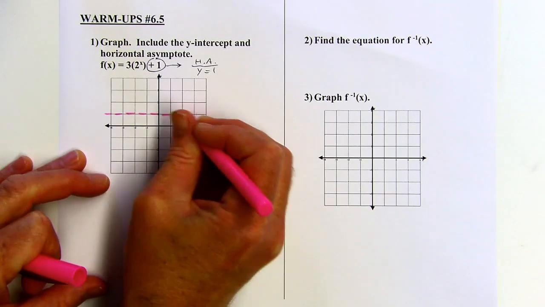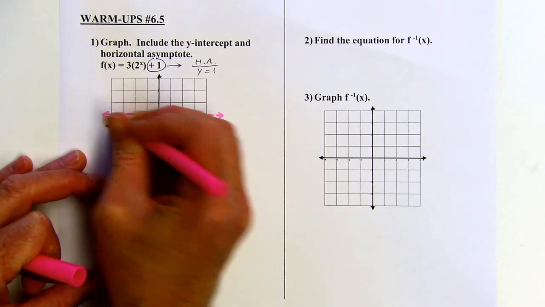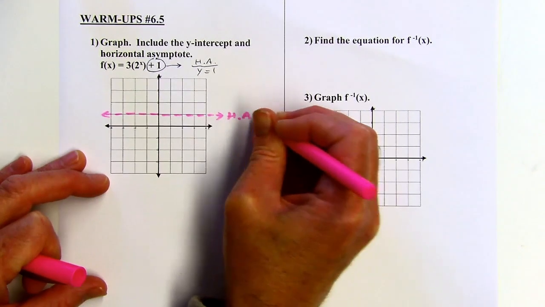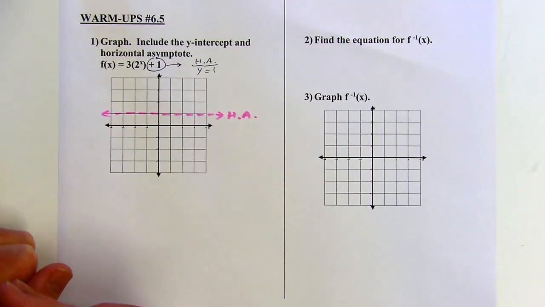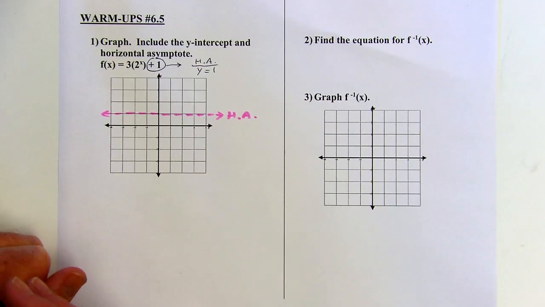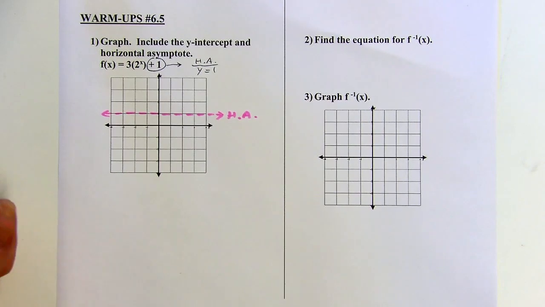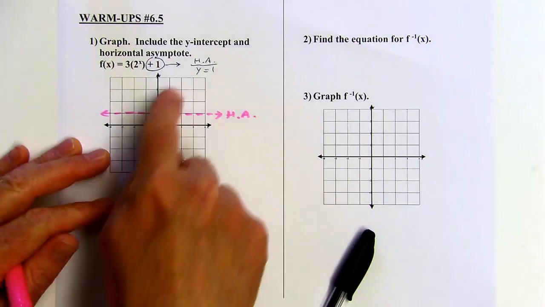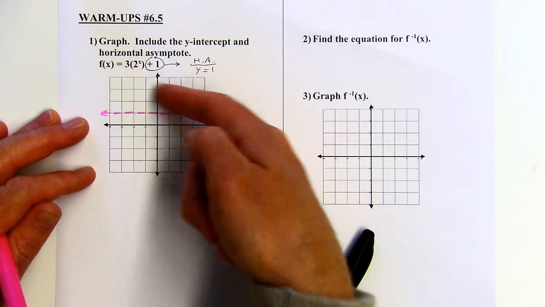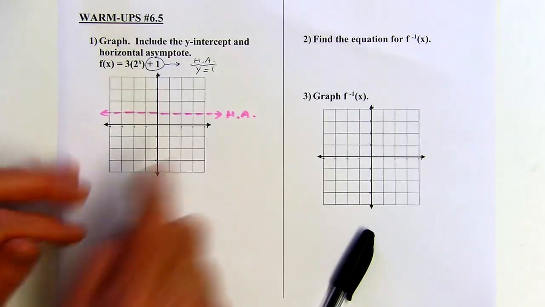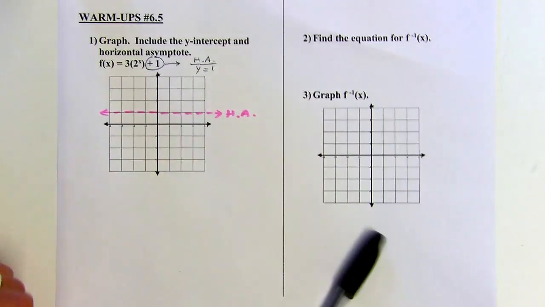So here's what y equals 1 looks like. That's my horizontal asymptote. Usually I would find the x and y intercepts from there to graph this, but this is not going to have an x-intercept because everything's going to be happening above the horizontal asymptote. It's never going to cross the x-axis. So let's find the y-intercept.